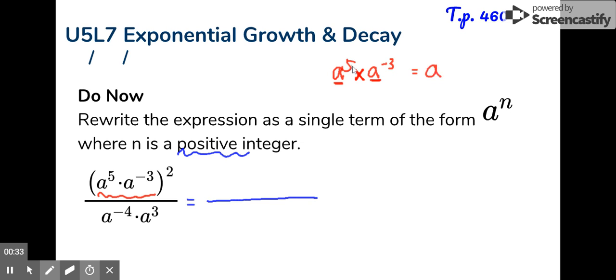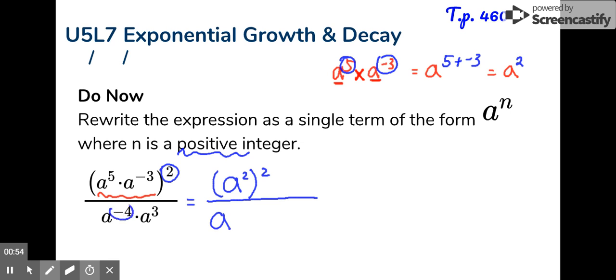So now you're going to add these two exponents, 5 and negative 3. So it's going to be a to the what power? Positive 2 power. So it's going to be a to the second power. And we have another second outside. So over, and I'm going to simplify negative 4 and 3. So this is going to be a to the negative 4 plus 3. So what is negative 4 plus 3? It's negative first power.